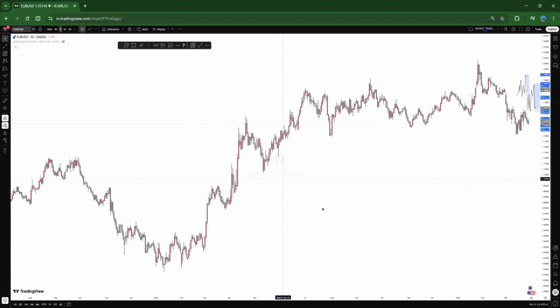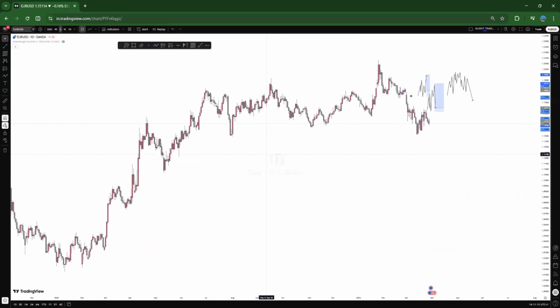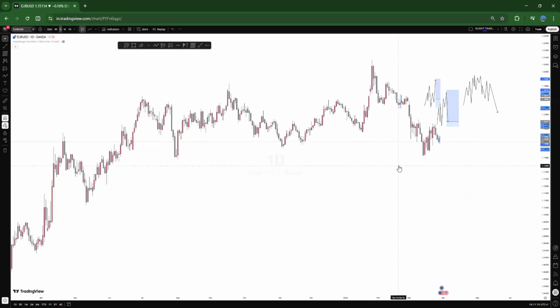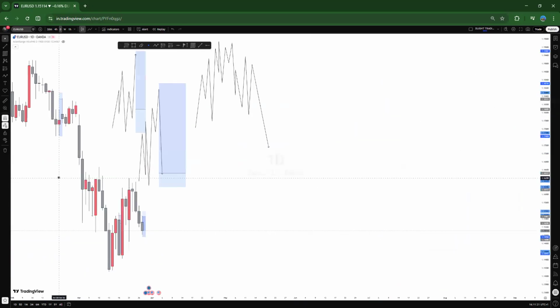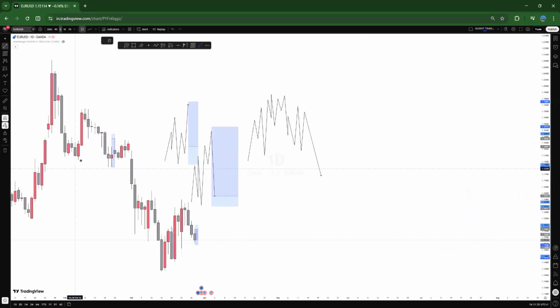Now, on the daily, I'm not really interested in all of this. I'm just interested in what's currently happening here. As you can see on the daily, we actually made a low, a lower low, low, another low, then a lower high. So I'm currently working with this high and this one particular low. Okay, I can see that price is bearish.